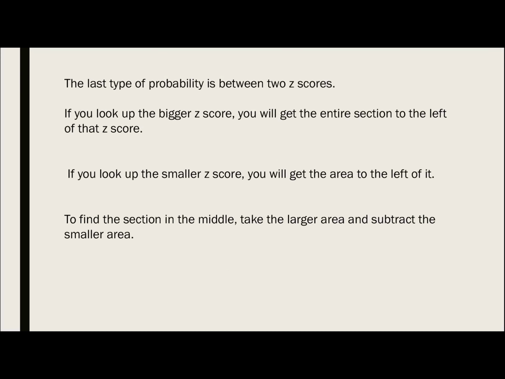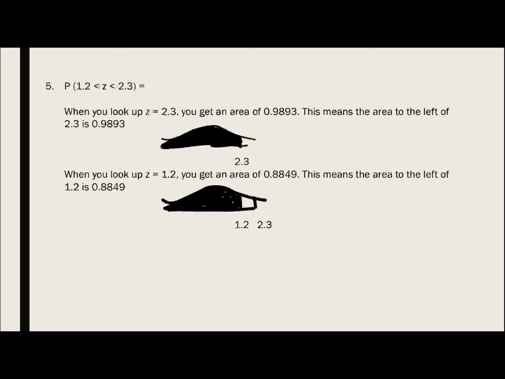The last type of probability is between two z-scores. If you look up the bigger z-score, you will get the entire section to the left. If you look up the smaller z-score, you will get the area to the left of it. To find the section in the middle, between, you'll take the larger area and subtract the smaller. Okay, here's an example. Find the probability between 1.2 and 2.3. When you look up 2.3, you get 0.9893. Look it up in the chart the way we have been doing, our standard normal table.